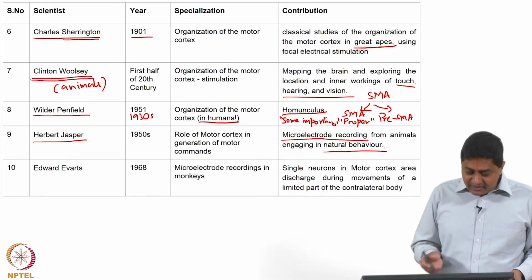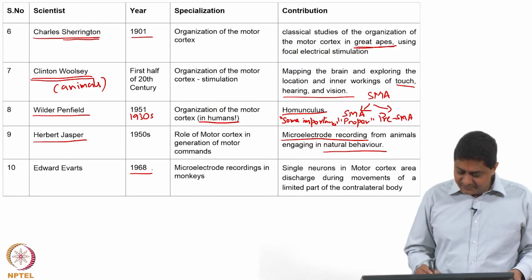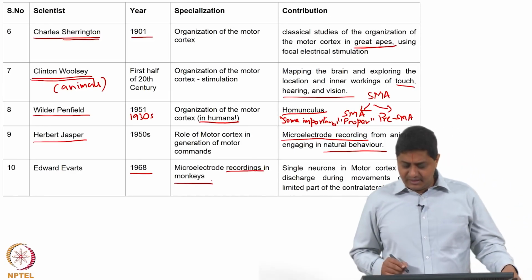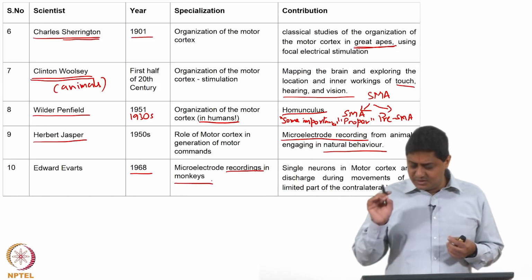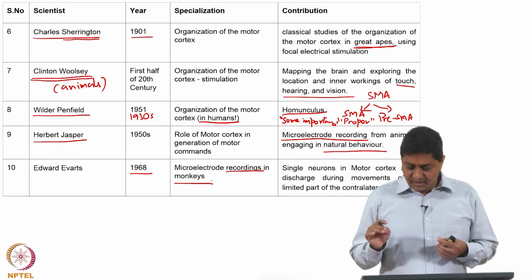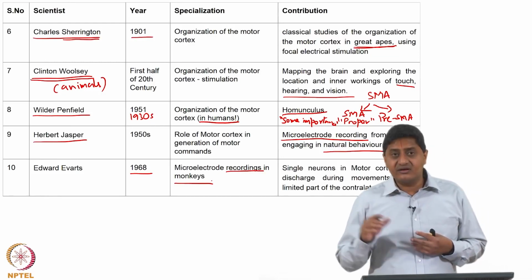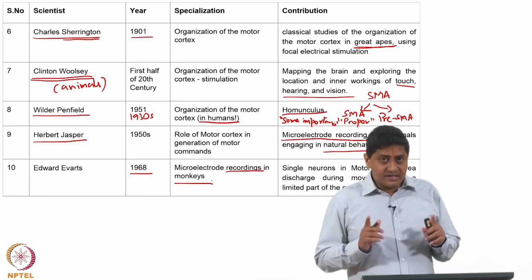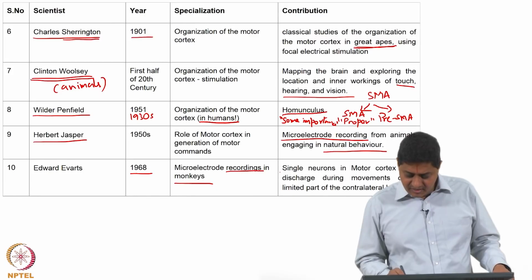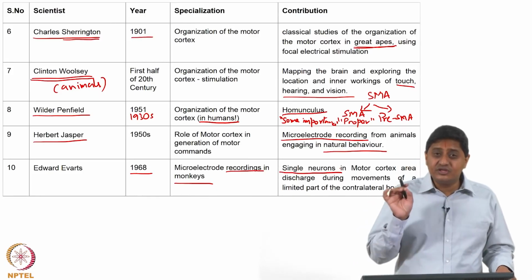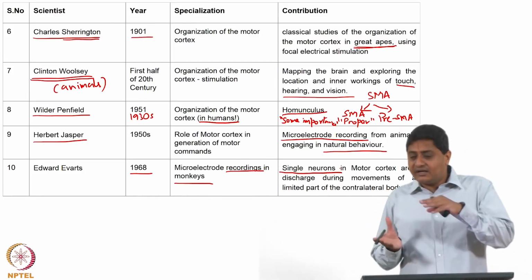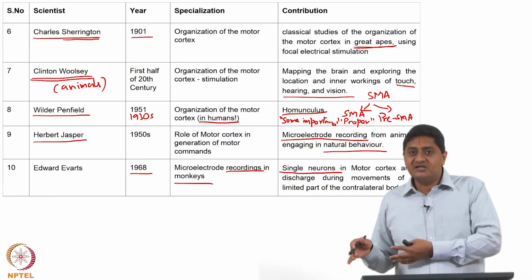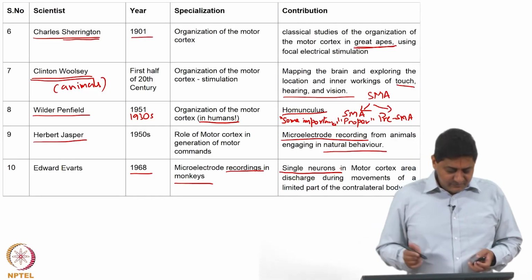Then in the 1960s, A.D. Watts recorded from live behaving monkeys, and he suggested that single neurons in the motor cortex area discharge during movements of the contralateral part of the body. So, once again let us remember this is data from individual neurons. He correlated the activity of individual neurons with movements made by specific parts of the body, right.